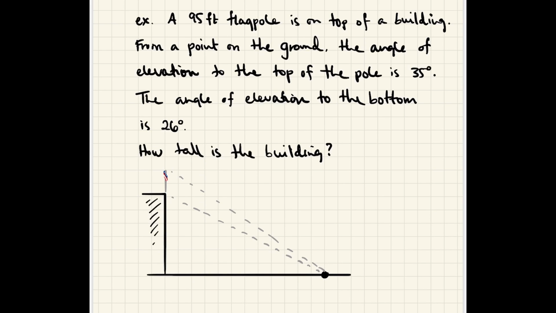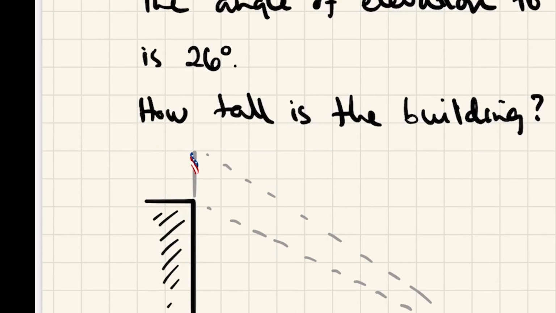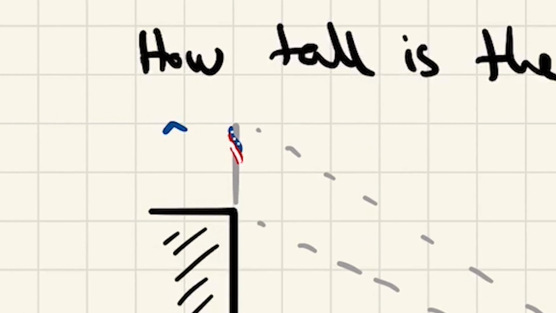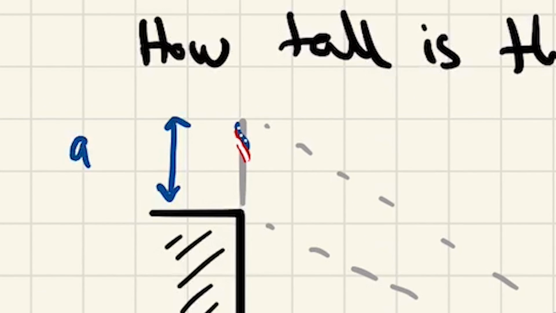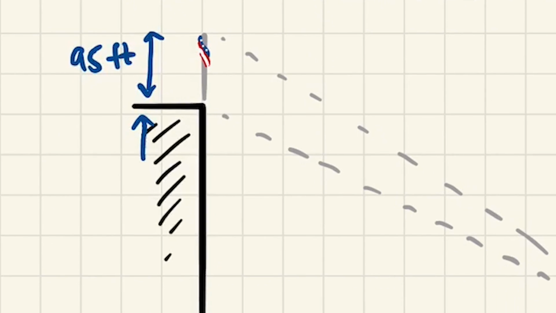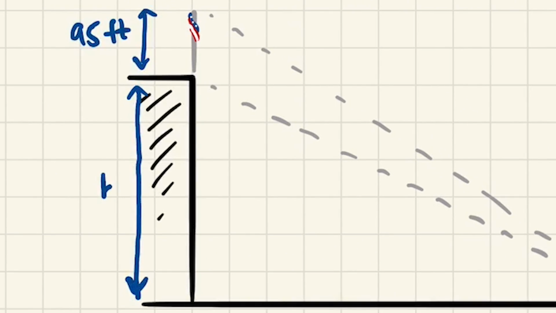Okay, so here we have a situation where we want to know the height of a building, and we know a few things, like the height of the flagpole is 95 feet. So let's write that in. But we do not know the height of this building here. So let's call it H.